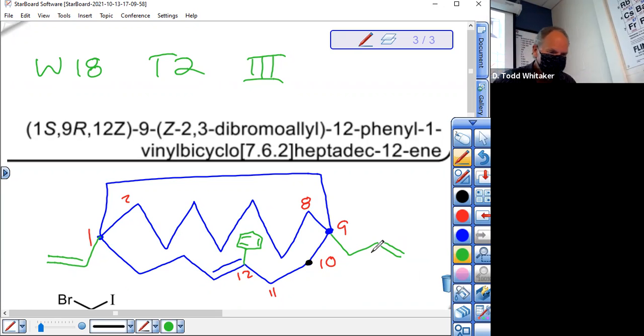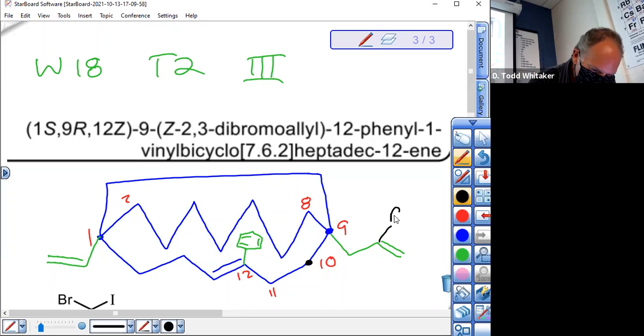What's carbon number 1 of any group? The one attached to the chain. In this case, the chain's the ring, but same idea. So number 1 is here. Number 2 has a bromo on it.